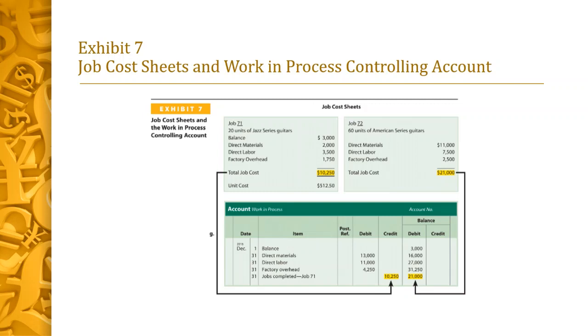As shown in Exhibit 7, this balance relates to Job 71, which was the only job in process on this date. During December, work in process was debited for the following: direct materials cost of $13,000, transaction B, based on materials requisition, and the direct labor cost of $11,000 for transaction C, based on time tickets. Applied factory overhead of $4,250 for transaction E, based on the predetermined overhead rate of $5 per direct labor hour.